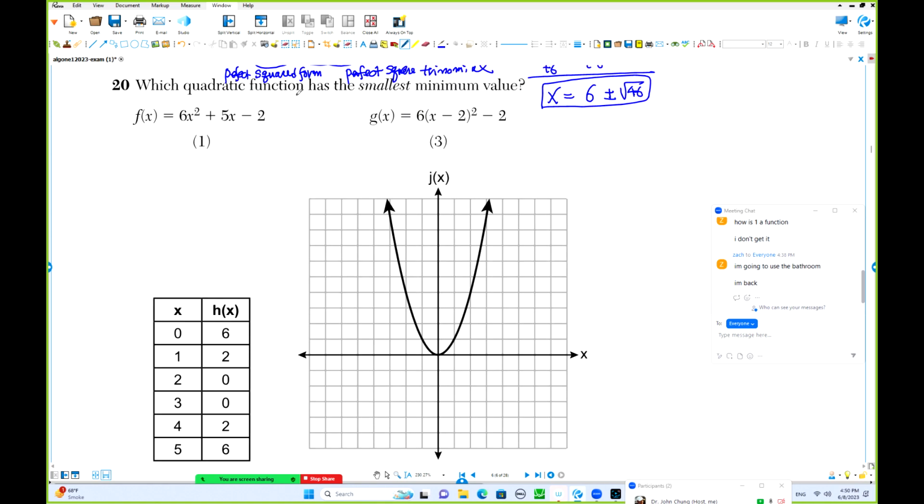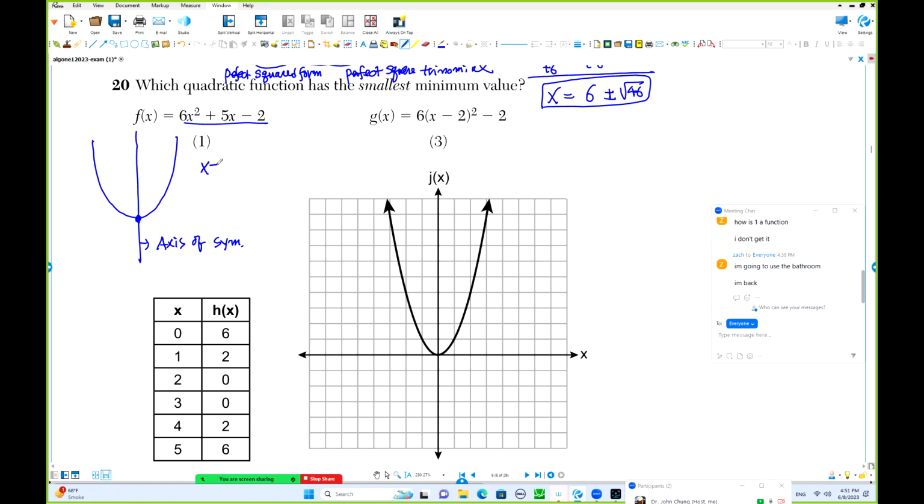Right, number 20. Which quadratic function has the smallest minimum value? You can use your calculator, it's okay too. Where is the minimum value? Negative 2 is not the minimum value. The quadratic has a minimum value on the axis of symmetry. Or you can put this in your calculator and find out the minimum value. That is the easiest way.